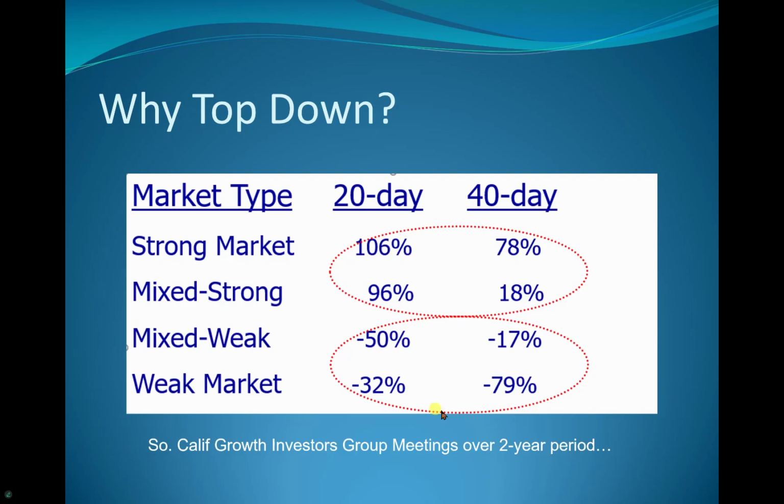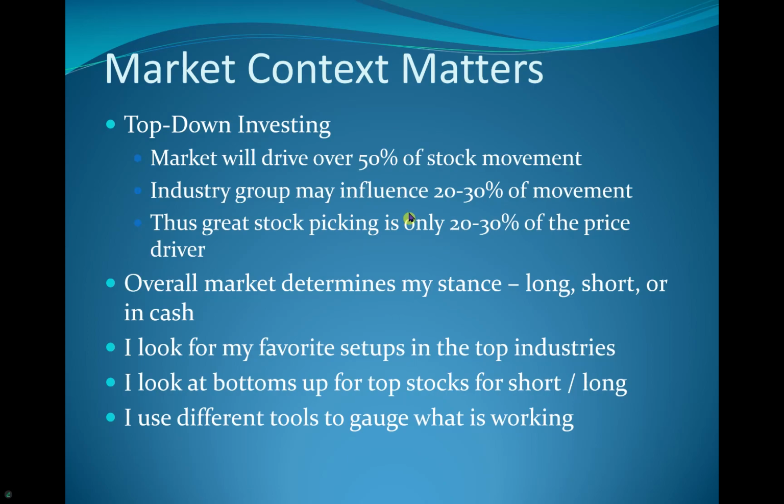In a weak market, holding on doesn't always work because in a bear market, things just get worse. And you've got to be very careful buying and holding. And in a big bull, you can hold for a long time, but take profits. So the market determines 50% of what a stock's going to do. The industry group is 20 to 30%. That means even if you're the world's greatest stock picker, it's only 20 to 30% of the driver.